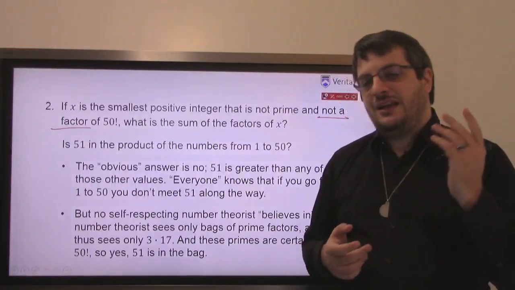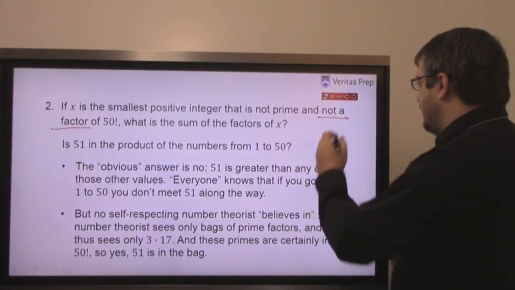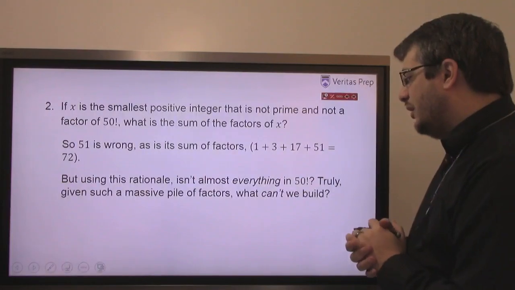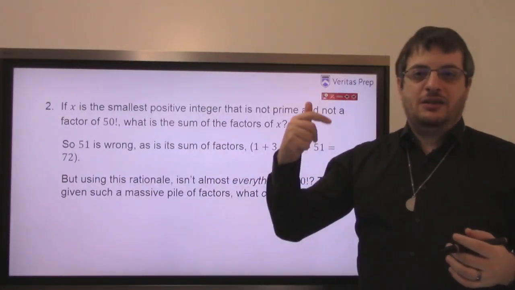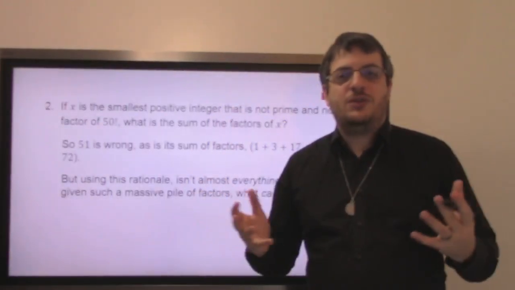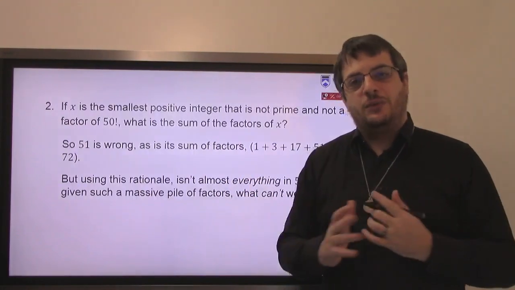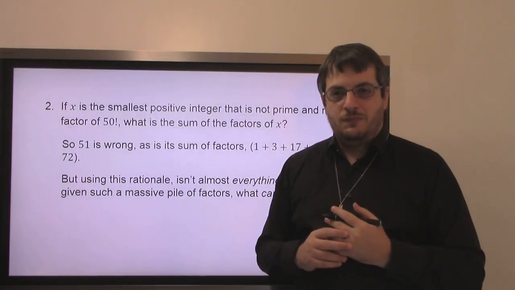So the problem is that I can build 51. I can make it. I've got a 3, I got a 17, I can throw them in there together, and I can get what I want. But this raises the question, can't I build almost anything? Can't I build 52 and just any number you think of? 50 factorial is a huge pile of building blocks, which raises the question, what can't I build?